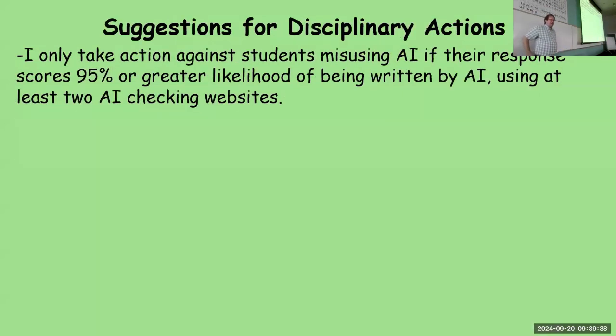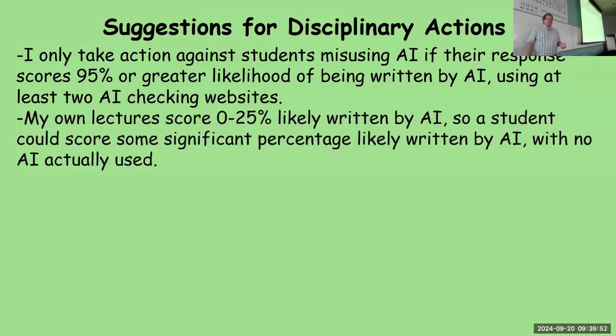Now for discipline, this is my experience: I only take action against students misusing AI if the response score is really high, like a 95% or greater likelihood of being written by AI using at least 2 different AI checking websites. I've put my own slides for my lectures through AI, and they score in the ballpark of 0 to 25% written by AI. I don't think I've ever scored higher than that. So it's possible that a student could score 10%, 20%, even 40% without using AI at all.